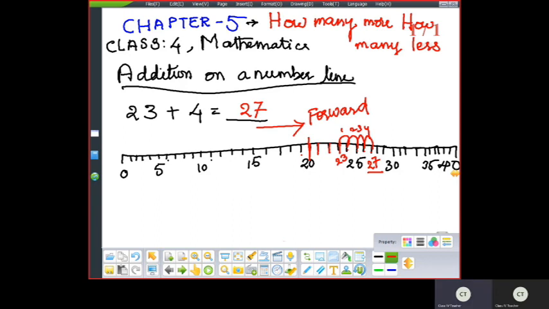So let me take one more example, children. Let us take some big number. Okay. So 12 plus 28. So now how will you do this one? 12 plus 28. When the addition on big numbers comes, let us first draw the line.